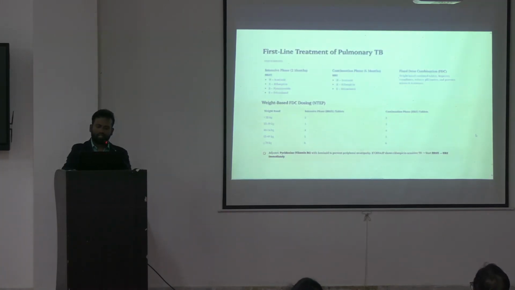For the first line treatment of pulmonary TB, in the intensive phase for 2 months, we can give the HRZE regimen, which is H for isoniazid, R for rifampicin, Z for pyrazinamide, and E for ethambutol. Then the continuation phase for 4 months is HRE: isoniazid, rifampicin, and ethambutol.